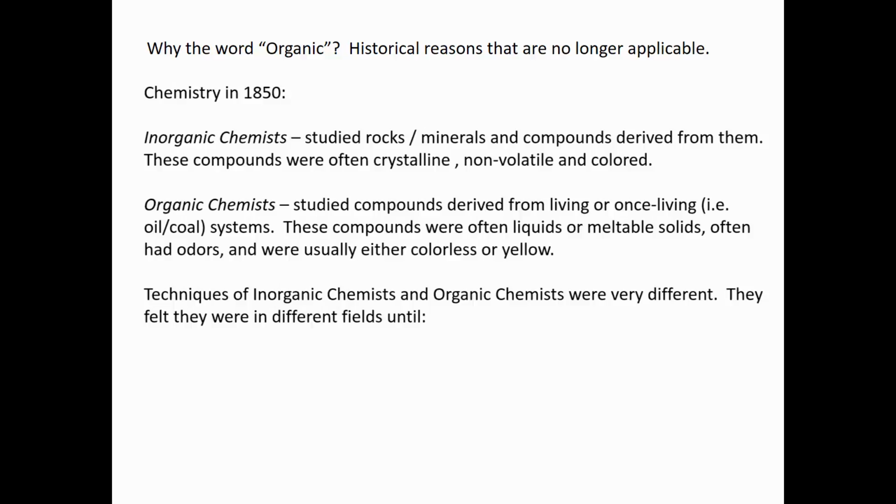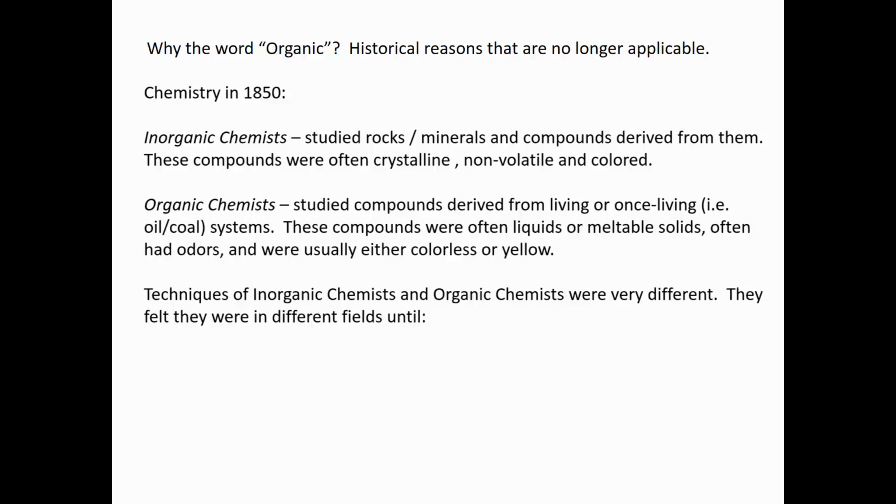Often they were colored. Whereas organic chemists would study compounds that were derived from living sources or from sources that used to be living, like oil and coal. These compounds were often liquids or meltable solids. They often had odors, and they usually were either colorless or yellow. In the early days, people in these two fields thought they were studying different fields. They never talked to each other because they didn't use the same techniques to characterize their matter, or the types of things they studied had no resemblance to each other.